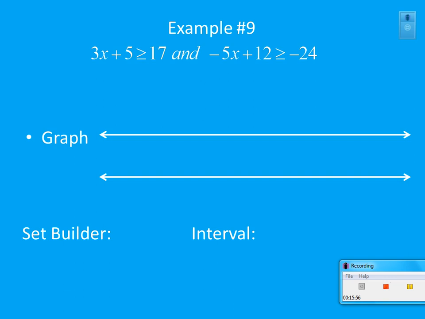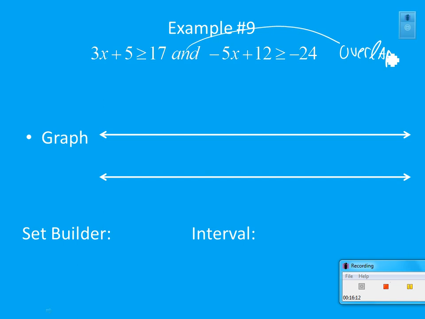I've got 3x plus 5 is greater than or equal to 17. And as soon as I see that word "and," I need you to think overlap. And negative 5x plus 12 is less than or equal to negative 24.